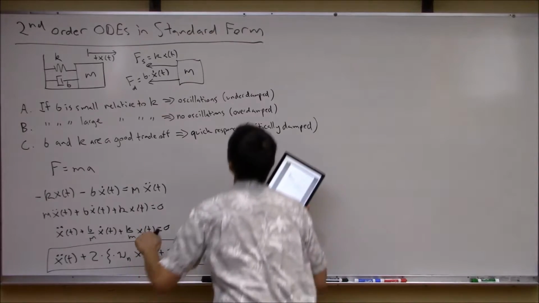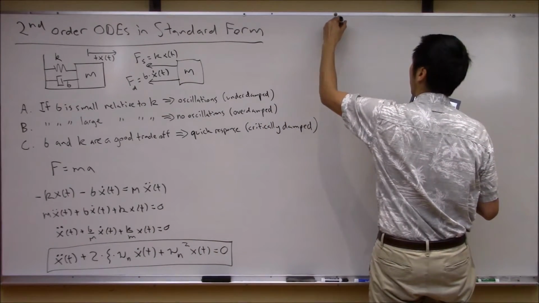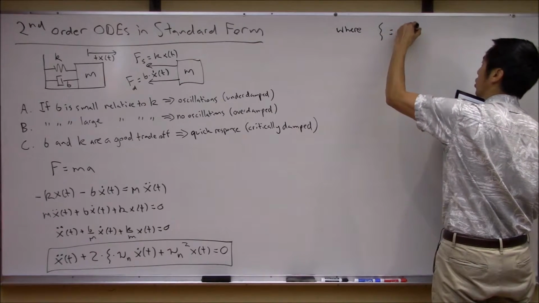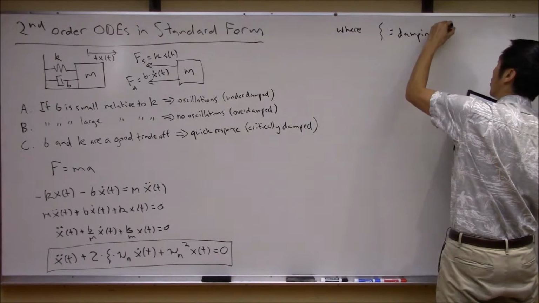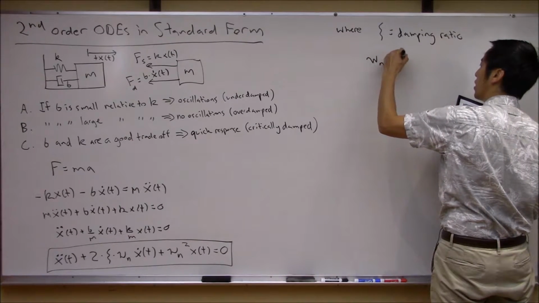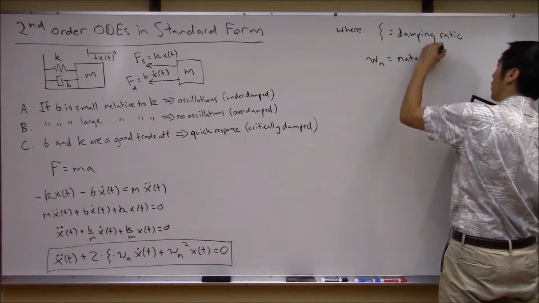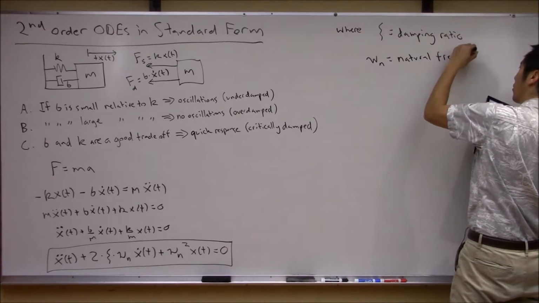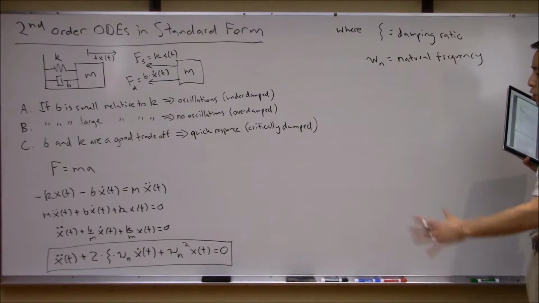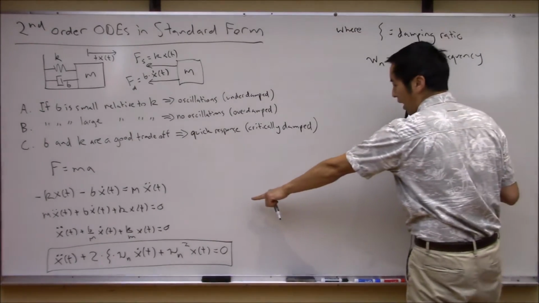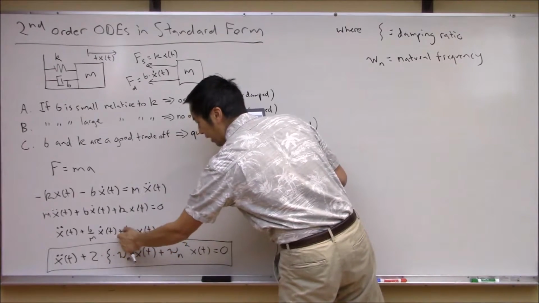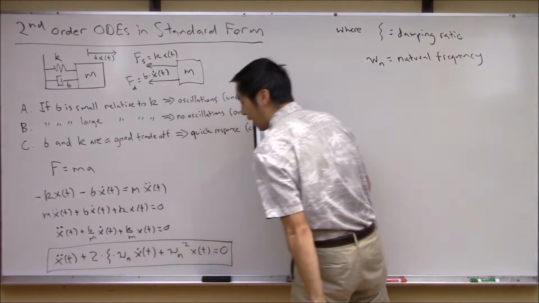So in this case, what you see is this zeta variable. This is referred to as your damping ratio, okay? And this omega n is referred to as the natural frequency of the system. And we're going to see why these things are called those in a second, all right? So in our specific case, we can easily see how are the damping ratio and natural frequency related to these constants K, B, and M, right?